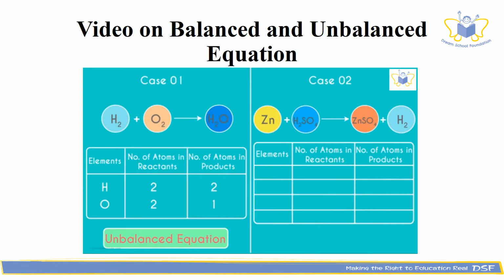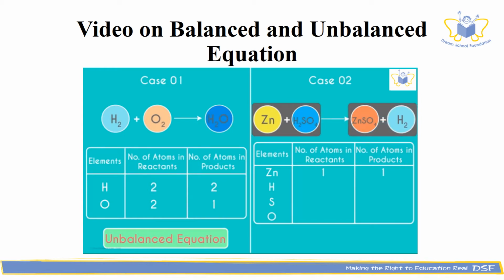Okay, so did you make a list of the elements present in this equation? We have zinc, hydrogen, sulfur and oxygen. On the left, the number of atoms of zinc is 1 and that on the right is also 1. And similarly, we find out the remaining cells of these three elements.